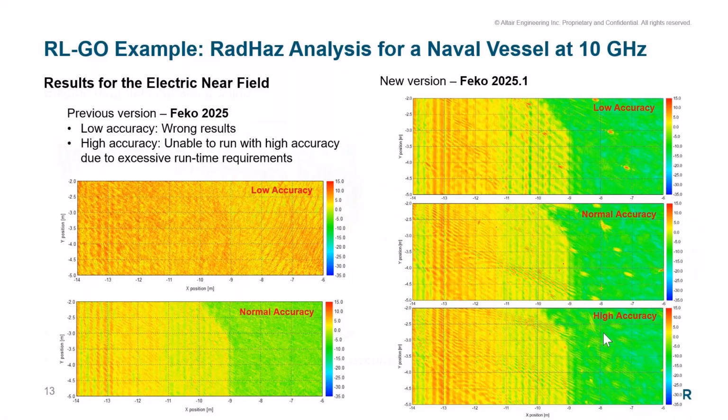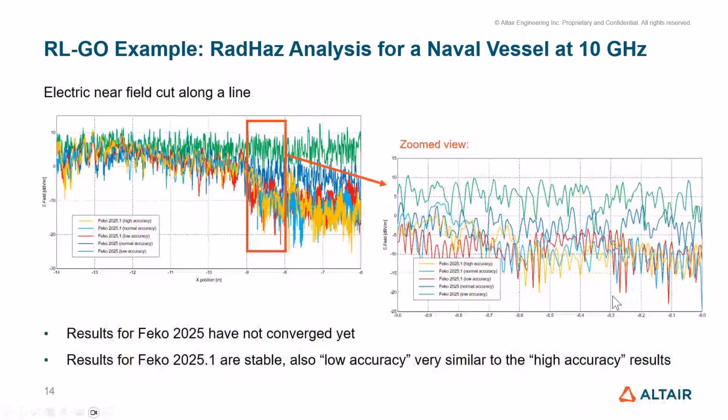We also have a little comparison of the electric field along the line of the naval vessel. If we look at the traces or the graph, we can observe that FICO 2025.1 gives a more stable result even with the low accuracy setting, and it's very similar to the high accuracy results. So there is not much of a difference between low accuracy and high accuracy, and the results are still stable and trustworthy.